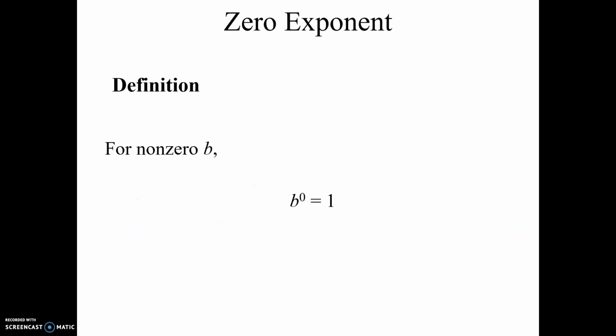For any non-zero b, b to the 0 power is equal to 1. In other words, we can have 5 to the 0 power, it equals 1. We can have 10 to the 0 power, it equals 1.